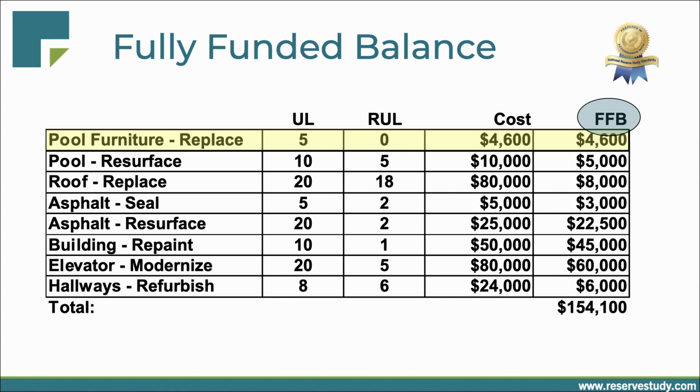Remaining useful life of 1 year, so it's 90% used up. 90% of $50,000 is $45,000. So you keep doing that same calculation, and you end up with the number of $154,100 off on the right. That's the amount of money that would be nice to have at your association. It's a good target point. We call that the fully funded balance.